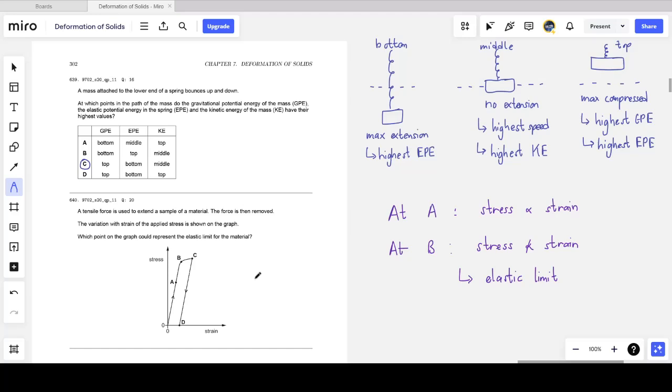At C, it's definitely not going to go back to its original shape. If I remove the stress, there's still going to be some strain. So we've gone well past the elastic limit at C. And so point B will be that point which is the elastic limit. And how do we know this? It's a point that comes shortly after the limit of proportionality is exceeded.